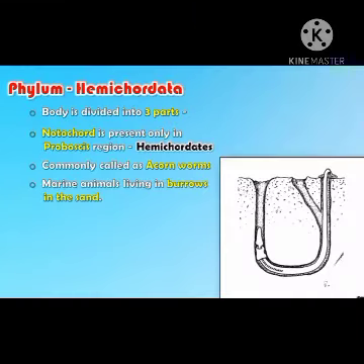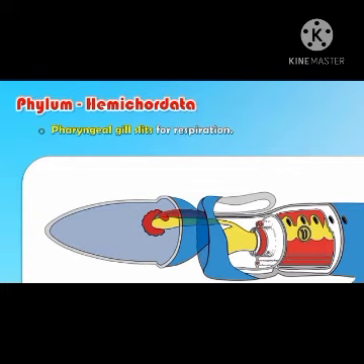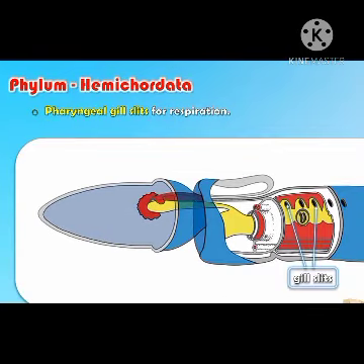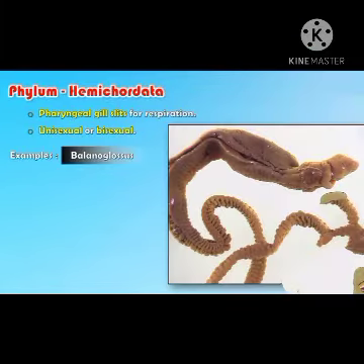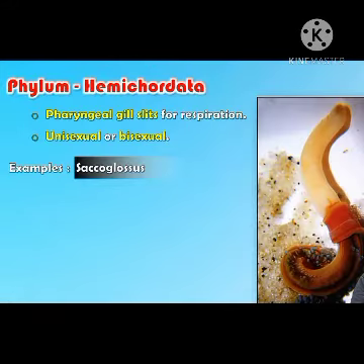They are marine animals living in burrows in the sand. They have one to many pharyngeal gill slits for respiration. Gills present near the pharynx are called pharyngeal gill slits. They are unisexual, or some are bisexual, that is hermaphrodite. Example: balanoglossus and saccoglossus.